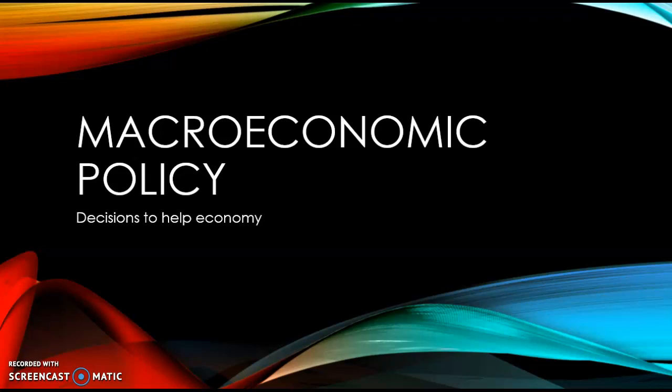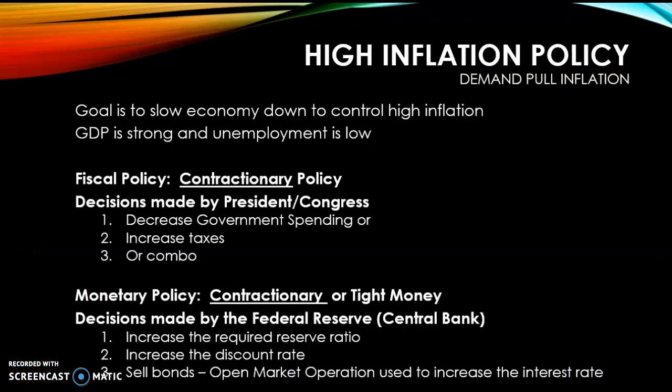Hey, so this PowerPoint recording is just to summarize macroeconomic policy decisions used to help the economy. In the first situation, we have high inflation, and so the goal is to slow the economy down to control that inflation. Remember, it's got to be demand pull, meaning consumers and businesses are just spending at a really high rate and they're pushing prices up.